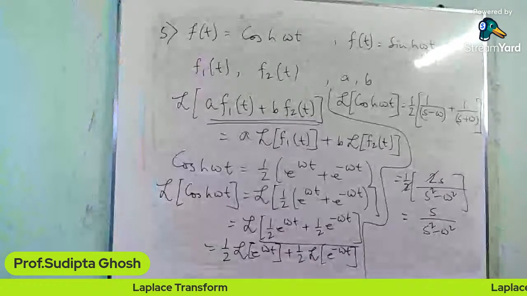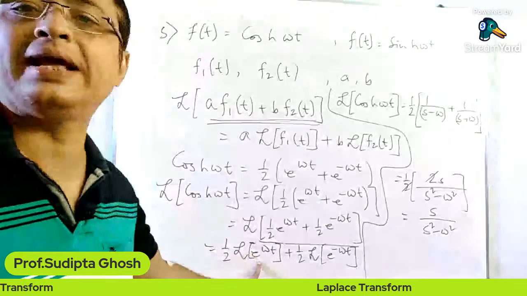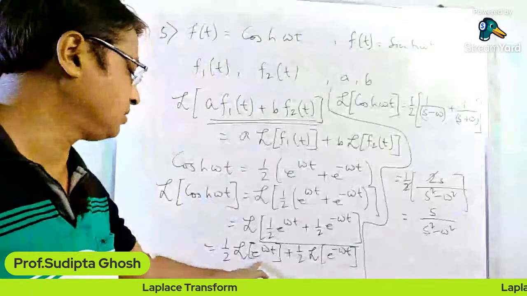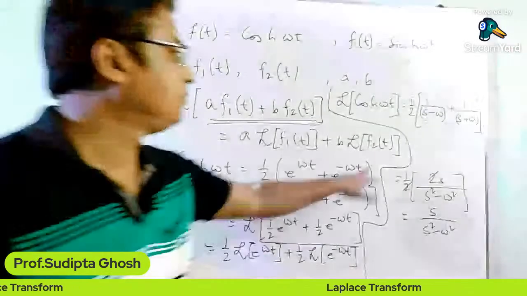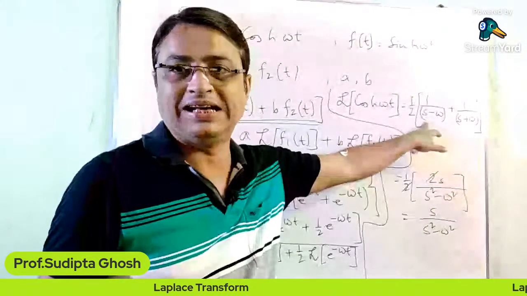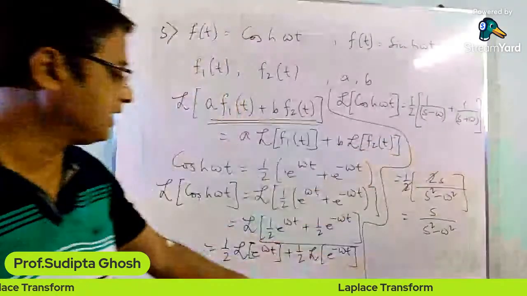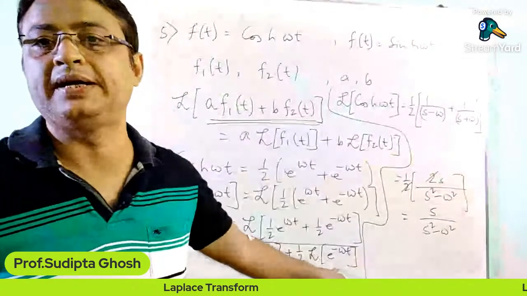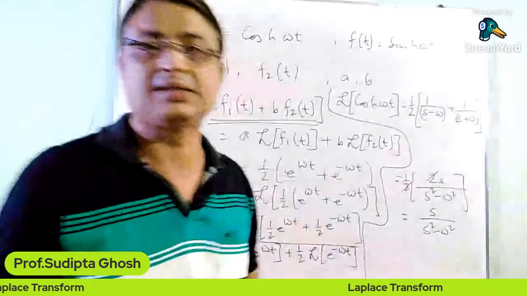I don't get it. If the time domain function is e to the power at, then the transformation in the frequency domain will be 1 by s minus a. And if the time domain function has e to the power minus of at, then the value will be 1 by s plus a.